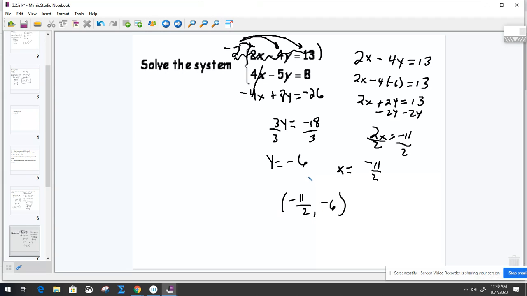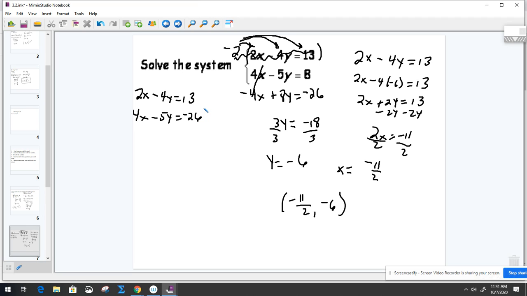which again is the ordered pair negative 11 over 2, negative 6. Now, there may be some of us that are not as good with our numbers. So if I go back to the original problem, which was 2x minus 4y equals 13, and 4x minus 5y equals negative 26.